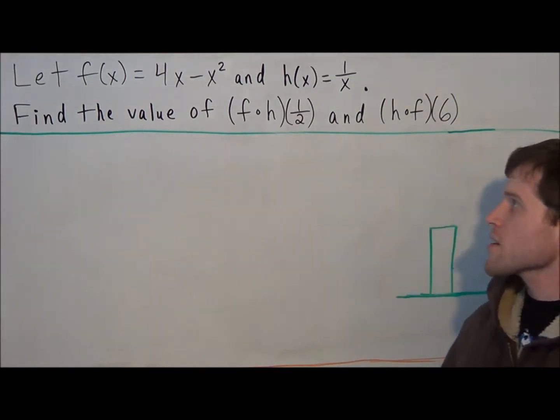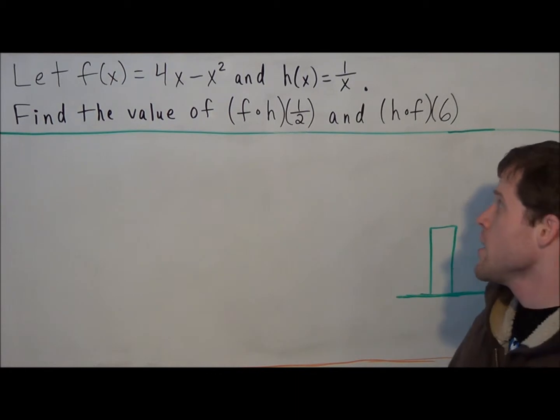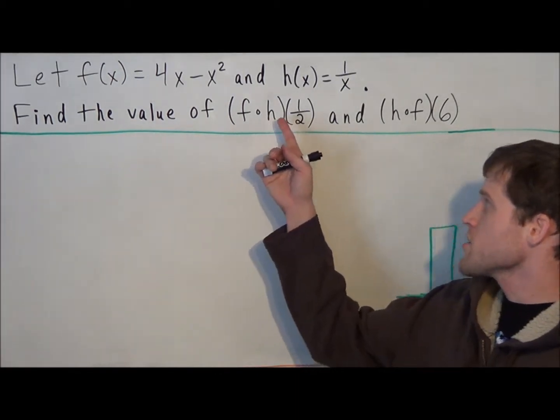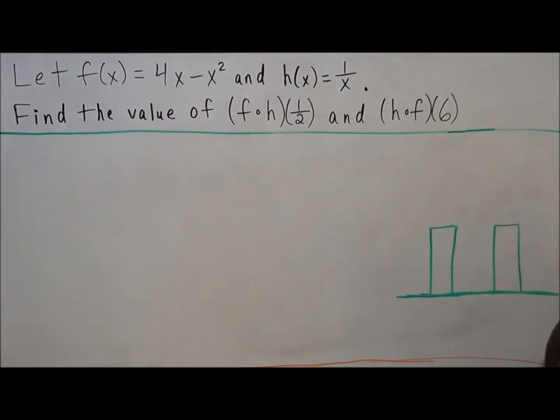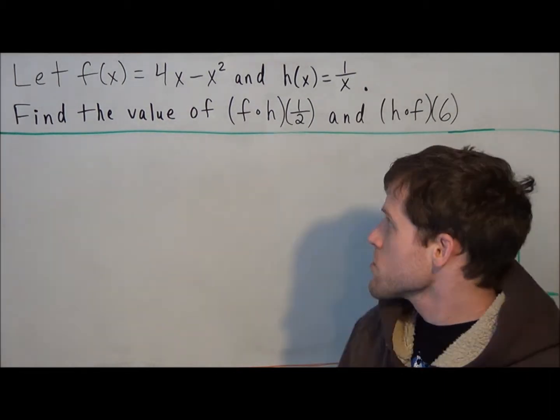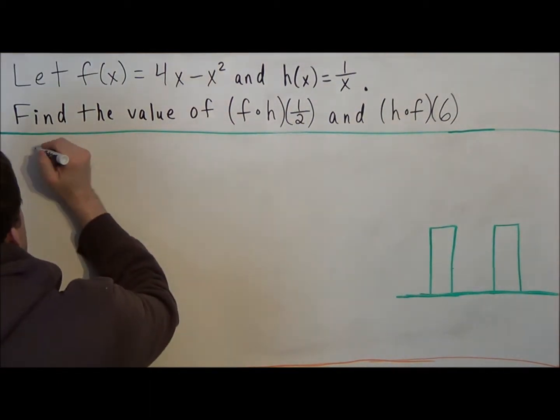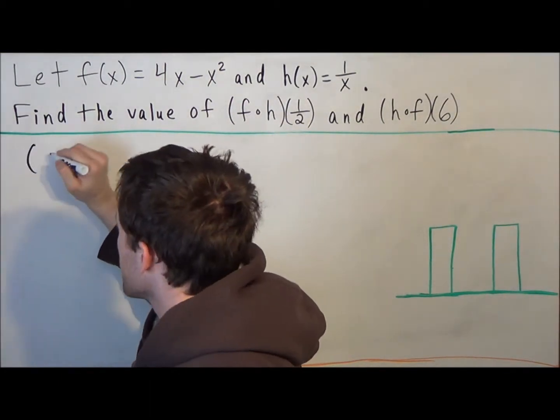So we have let f of x equal 4x minus x squared and h of x equal 1 over x. And we want to find the value of f of h of 1/2 and h of f of 6. So for these examples, if we start with the first part here, we're looking to evaluate f of h of 1/2.